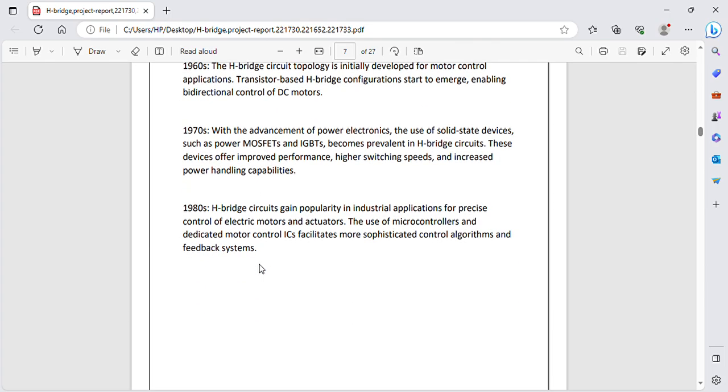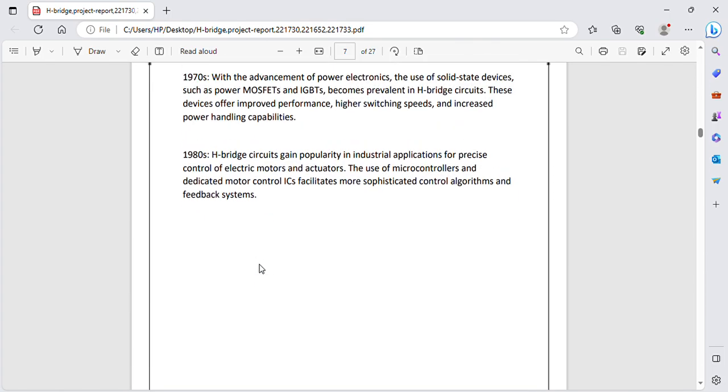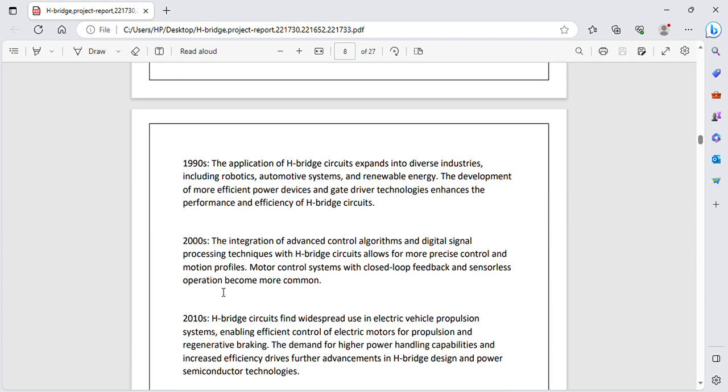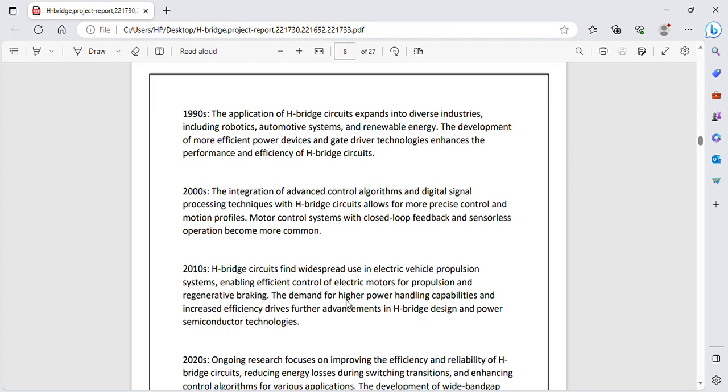Moving next, in 1980 and 1990 many developments were done. In 2000, the integration of advanced control algorithms and digital signal processing techniques with H-bridge circuits allowed for more precise control and motion profiles. Motor control systems with closed loop feedback and sensorless operations became more common.